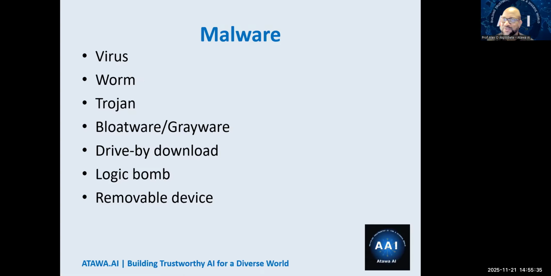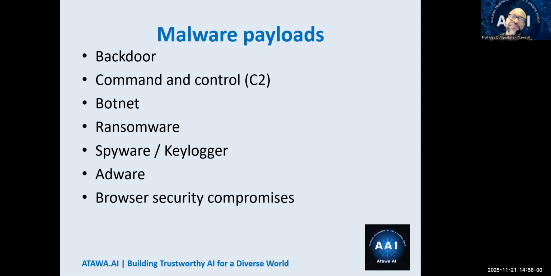Anyway, or grayware, which fits between bad and good. Drive-by download: you go to a website and by mistake you download the malware. Logic bomb is made to execute after certain conditions are met, as opposed to a time bomb. And then removable devices, USB, are major issues. I have a separate topic on malware, but just understand these are general classifications of malware.